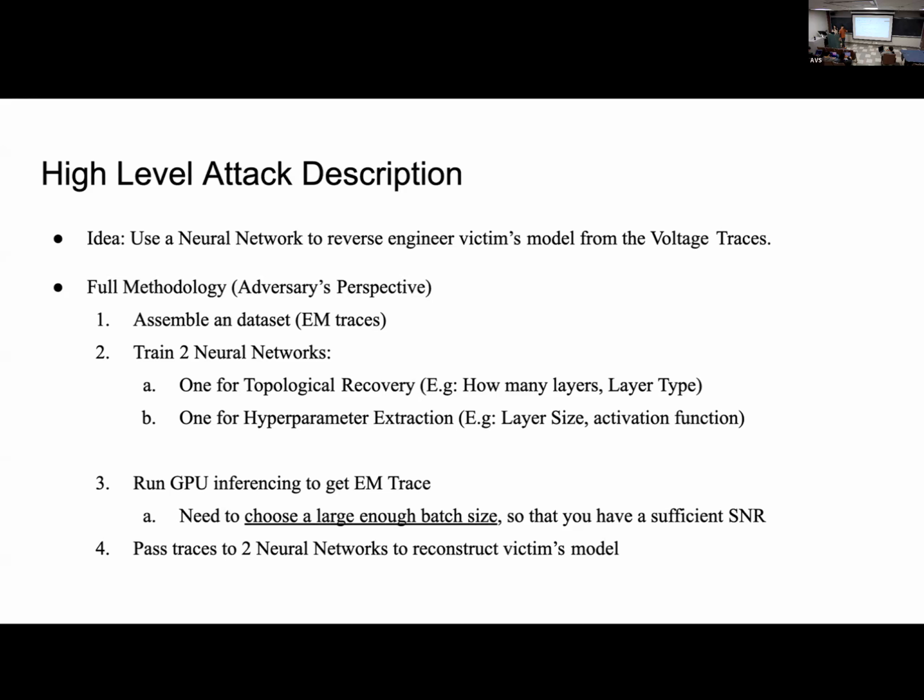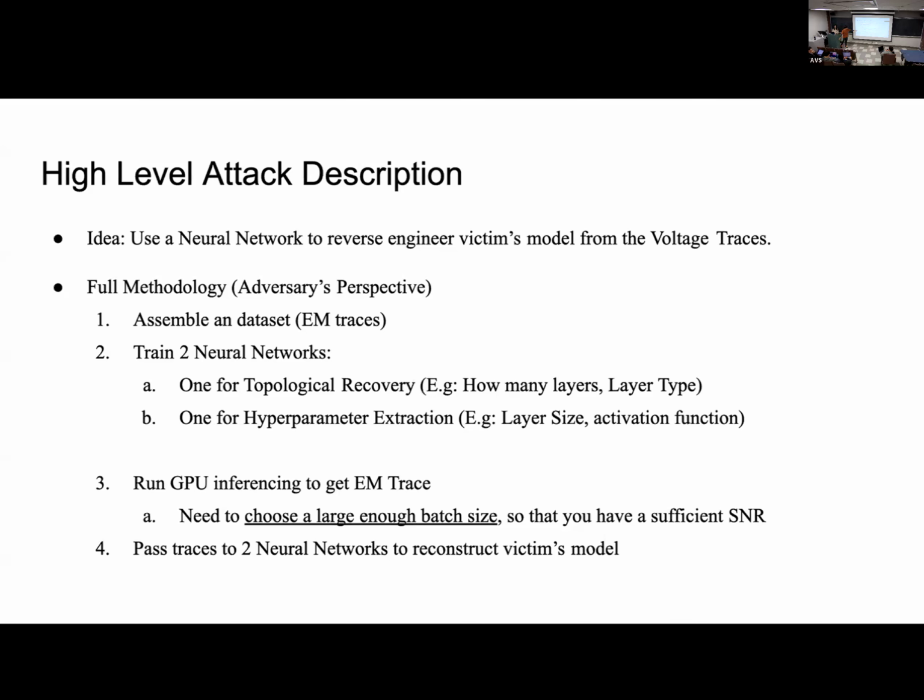So you get stuff like layer size and the activation function of each layer. Then after you get your models ready, you would run your GPU inferencing to get your EM trace. And I guess the most important thing to note for now is that you need to choose a large enough batch size, because if your batch size isn't large enough, you have some noise from the GPU, and you wouldn't get a high enough SNR. This is important to note later on, but for now we can keep it this way.